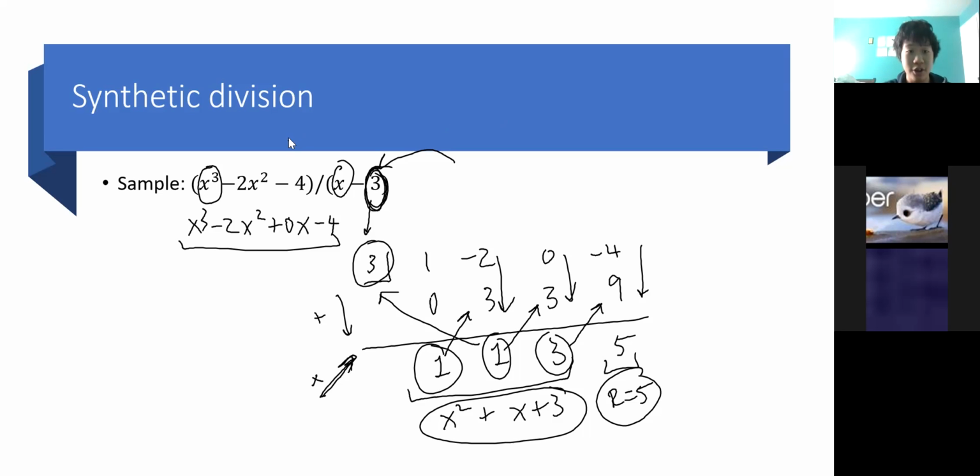As a recap, you write down the coefficients of the dividend. You put the a value in a tiny little box up the top, and you add down, multiply diagonally, and repeat that until you have all the numbers on the bottom. The last one is the remainder. The other ones are the coefficients for your quotient.